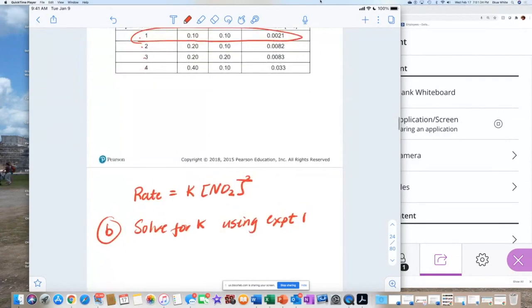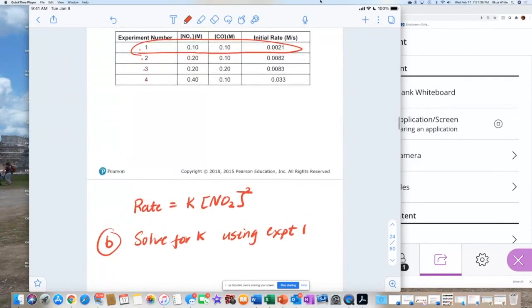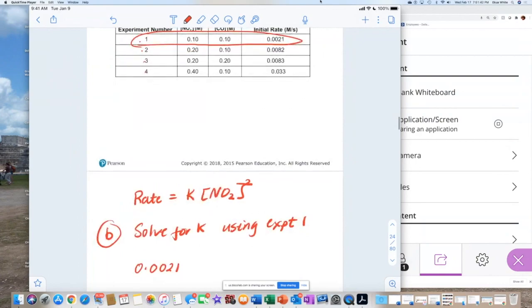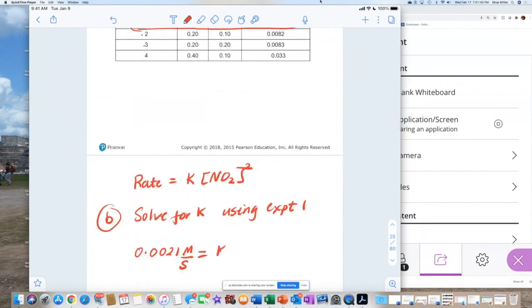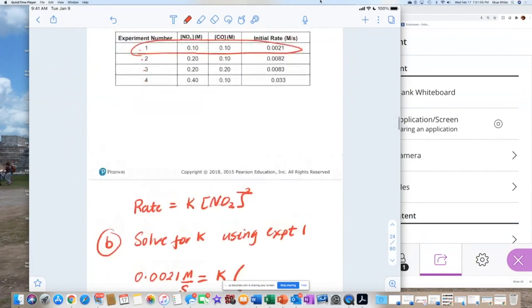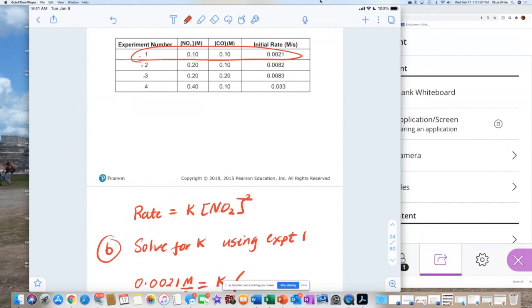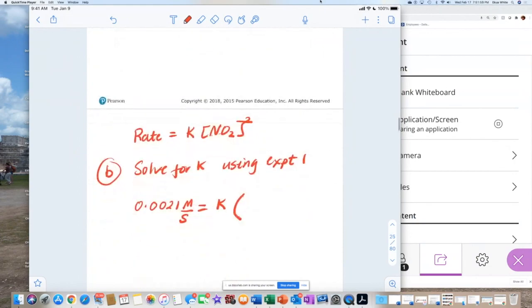So my rate is the number on the right, 0.0021. Don't forget the units. Units matter in chemistry. Molar per second equals K. We're trying to solve for K. What's the concentration of NO2? NO2 is 0.10. 0.10 squared. Okay.